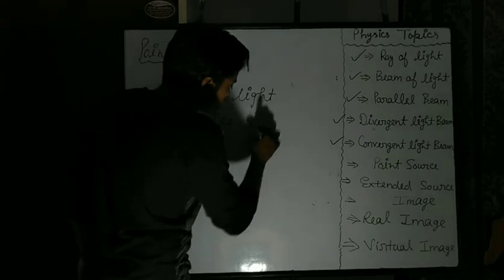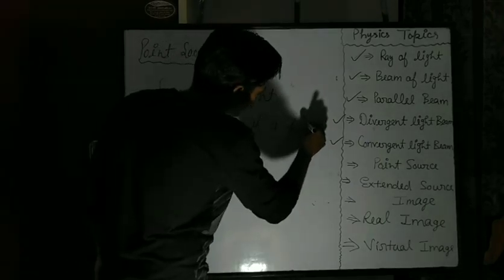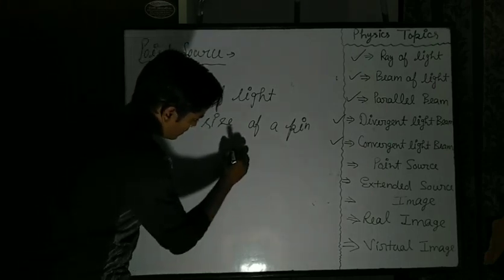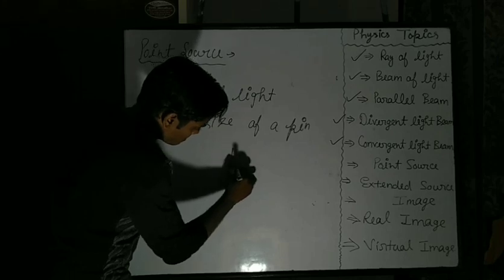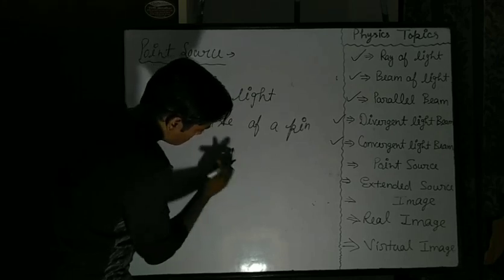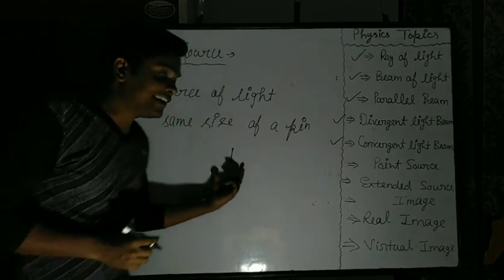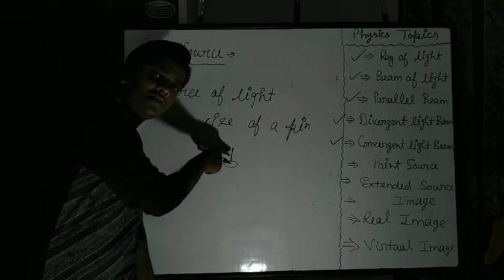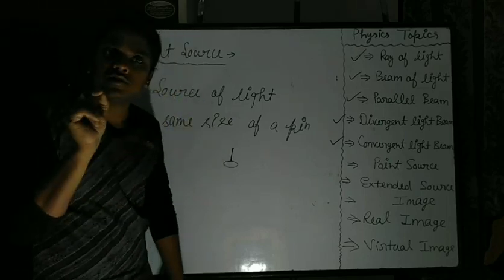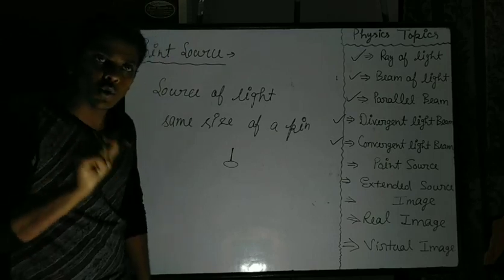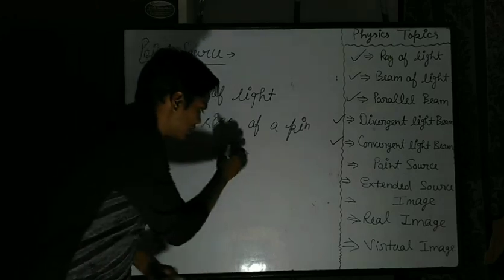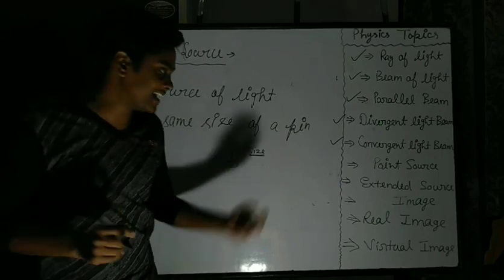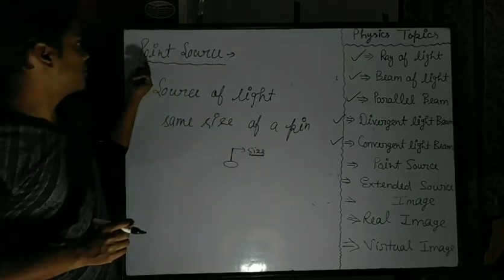the same size of a pin. Means if we are taking this one as a pin, then the tip of this pin is a point source of light. If any source of light has this size, pin size, that is known as point source.